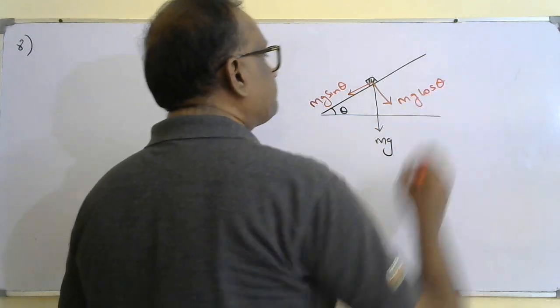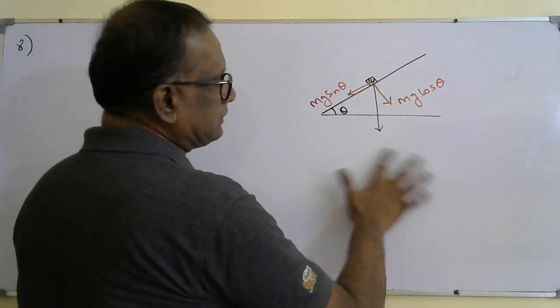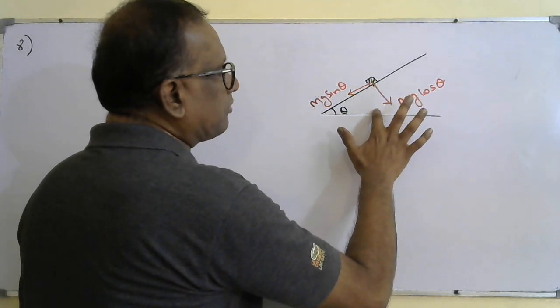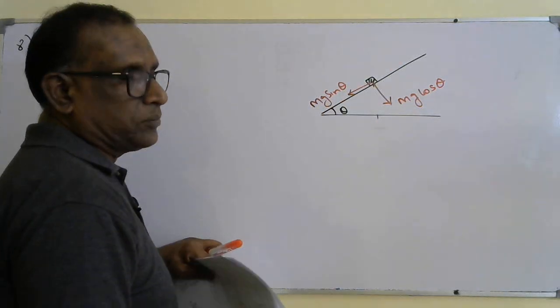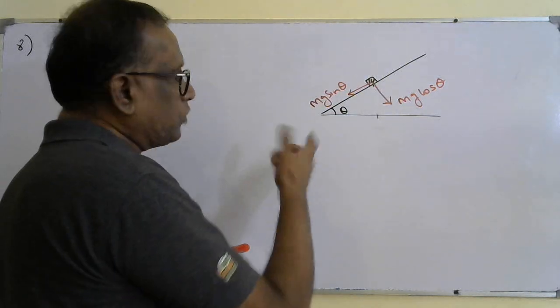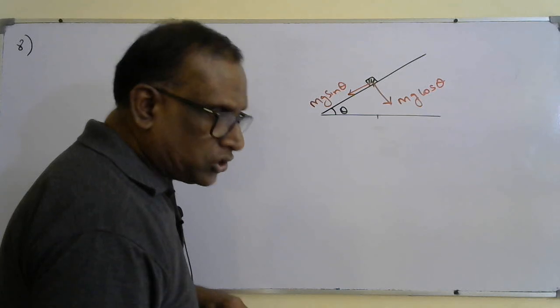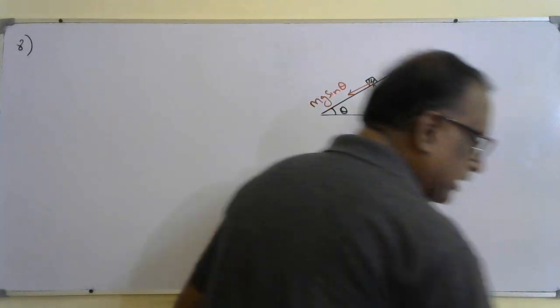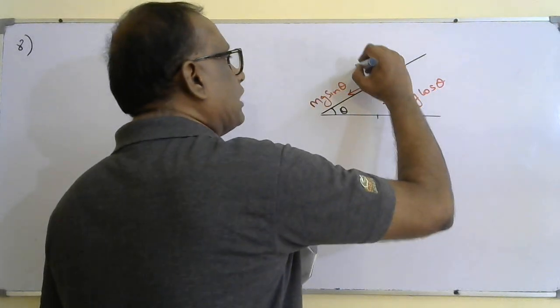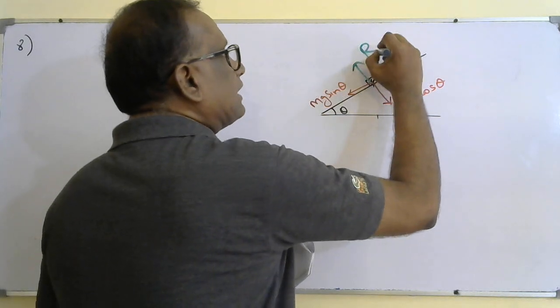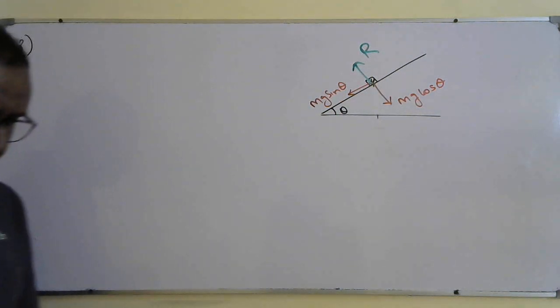cos theta. So I don't need to consider the mg now, because I resolved the weight into two right-angle components. One component along the slope, which is mg sin theta. The other one is perpendicular to the slope. So the normal reaction will act perpendicular to the slope. The normal reaction will be along this way. That is the contact force, the normal reaction from the plane.